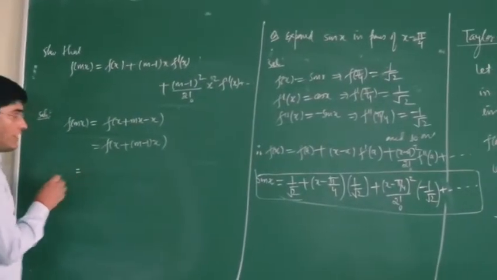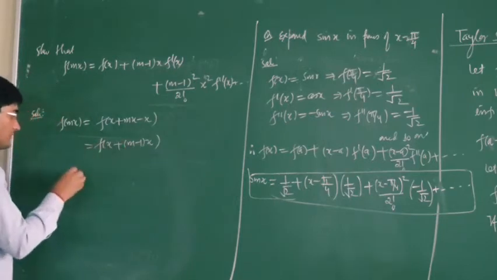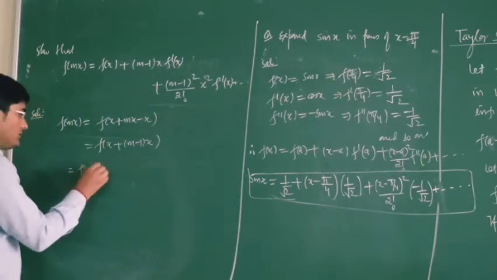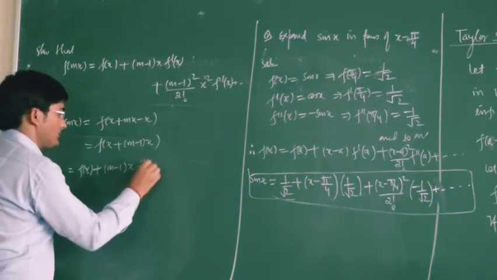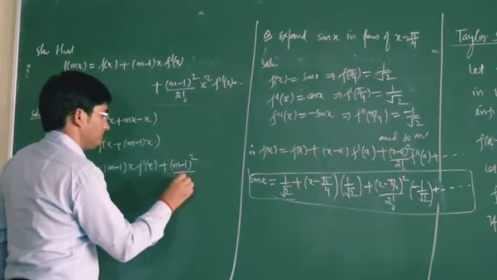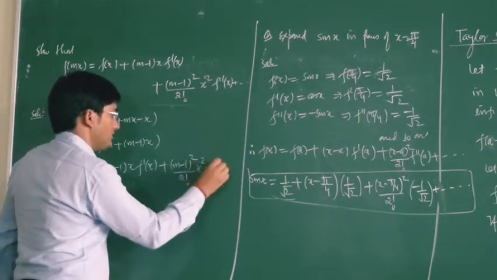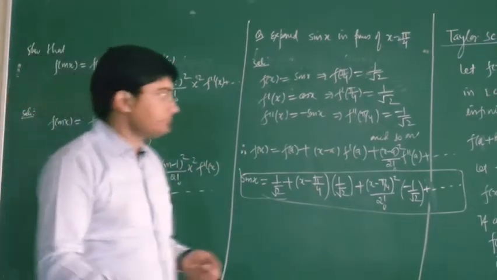So this is equal to f of x plus h. Now in place of h we have this (m minus 1) x. So this is equal to f(x) plus h into f dash x, then h square by factorial 2 f double dash x, and so on. So this is your answer of this problem.